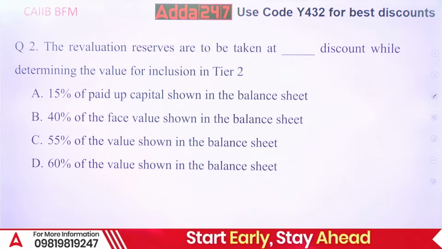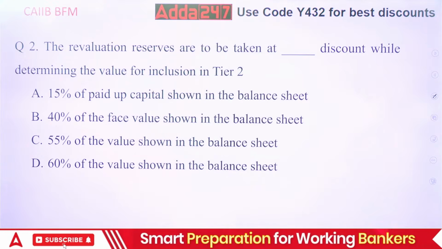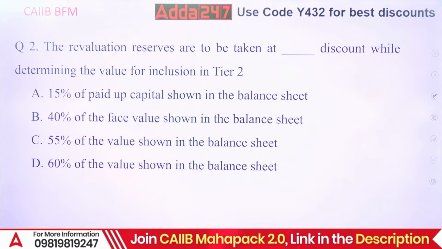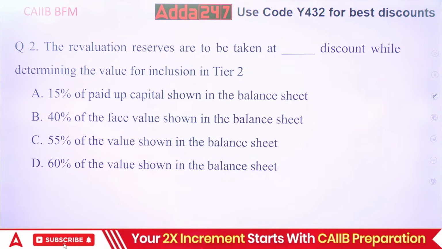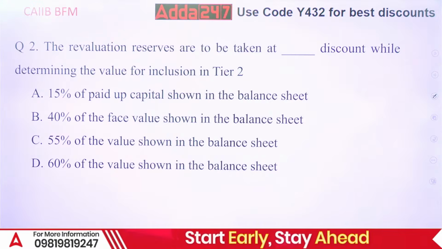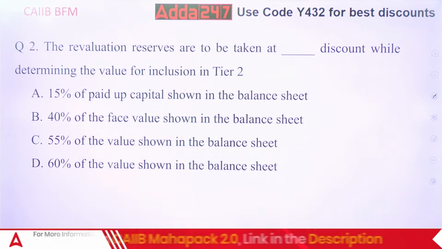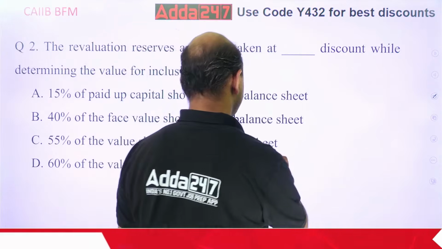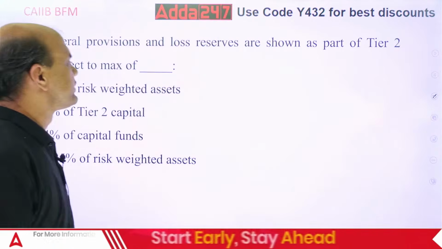Correct. C. Okay, C, correct. 100 minus 45, very good. So it is a 55% discount. Okay, 55.